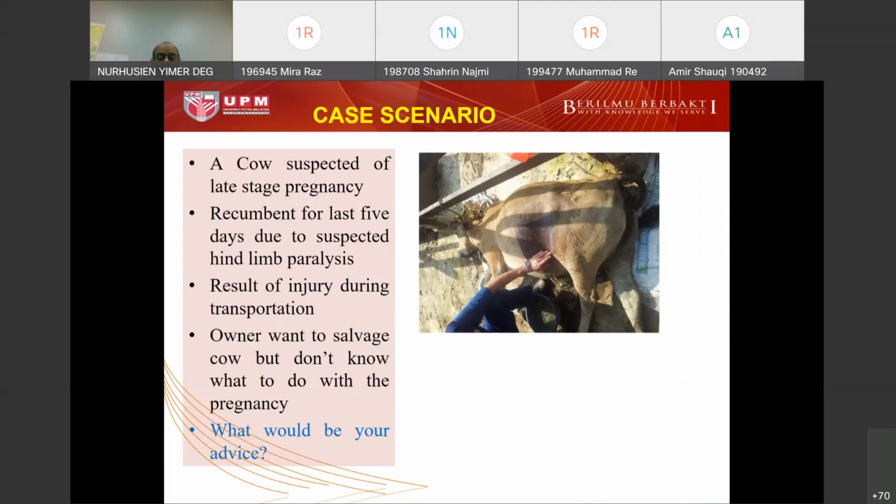Considering the condition of the animal's health and the interest of the owner, who is in a rush to salvage the cow irrespective of what's happening inside the uterus, I just leave it for you to brainstorm on this and discuss it, and consider all the relevant topics that we have discussed so far.